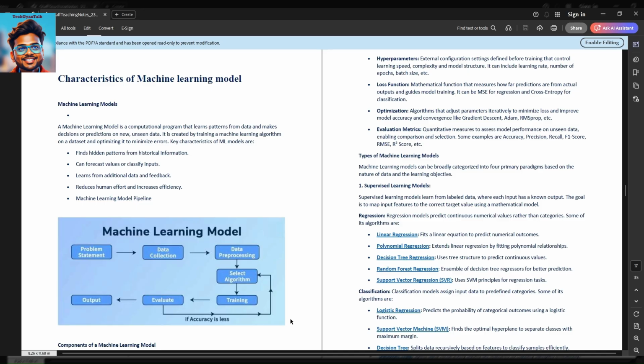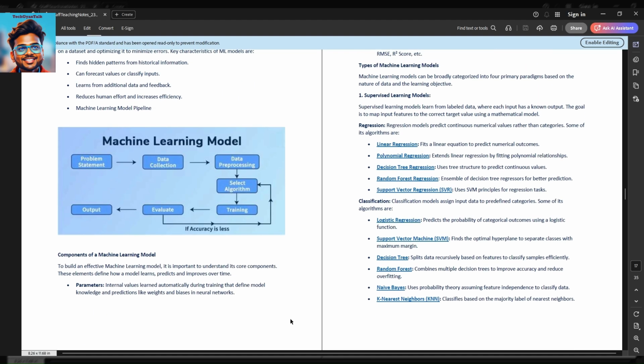And types of machine learning models. Machine learning models can be broadly categorized into four primary paradigms based on the nature of data and the learning objectives. So, one is supervised learning models. In supervised learning, models learn from labeled data where each input has a known output. The goal is to map input features to the correct target value using a mathematical model.